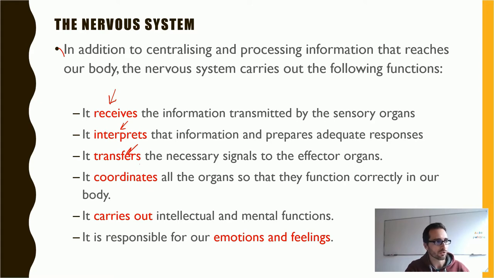Also, it coordinates all the organs so that they function correctly in our body. This is quite important because we have several organs, several systems that must work coordinated. Also, quite important for the central nervous system, it carries out intellectual functions and mental functions. This is crucial for the human being. And finally, it's responsible for emotions and feelings. These are the functions of the central nervous system: receives, interprets, transfers, coordinates, carries out intellectual and mental functions, and also develops emotions and feelings.